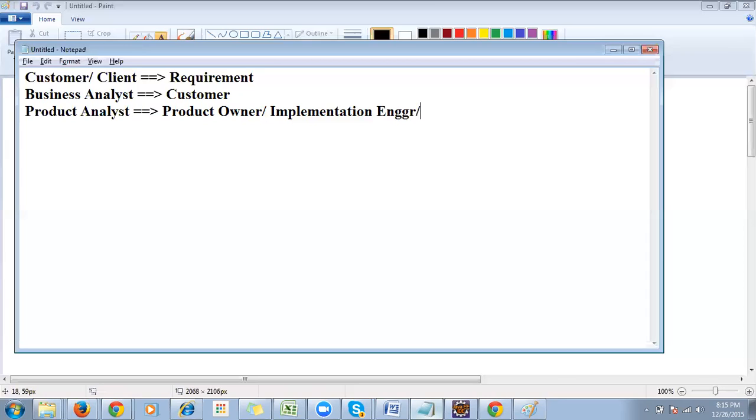Then after that, the project manager, and then the QA. Project manager, you might already know, is the manager for the entire project. He is the person who is going to manage the entire team in that project. Then QA. QA is called a quality analyst.